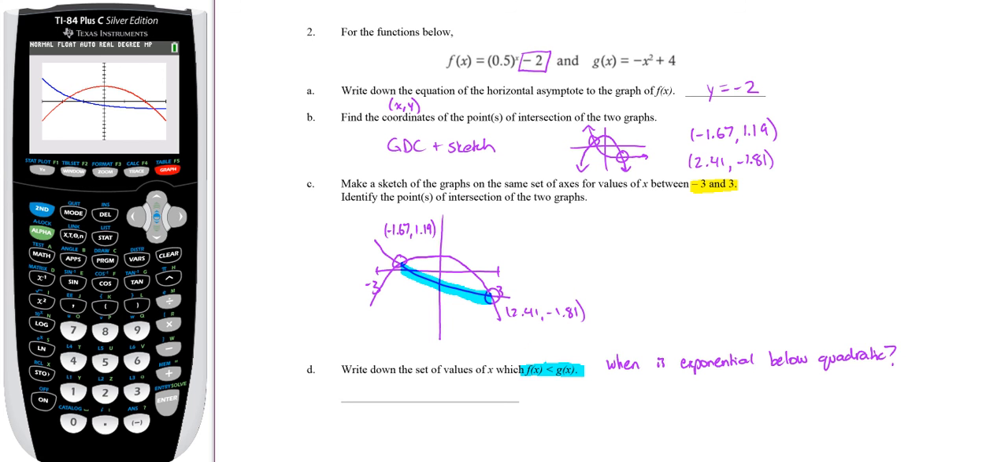At the points of intersection, they're equal. We weren't asked for when f of x is less than or equal to g of x, just less than. So when we're writing our set of x values, it's going to be from negative 1.67. x is greater than that, not including that one because we don't want equal to, and less than 2.41. You express this group of values as a set. So this statement will be true for all x values bigger than negative 1.67 and smaller than 2.41.